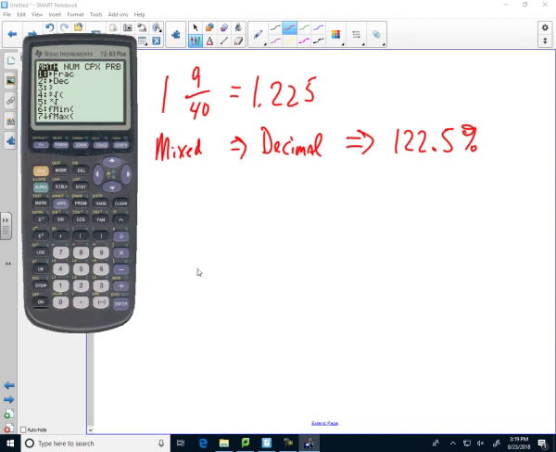All right, is everybody okay with this type of problem? Deal with the fraction first, then add the whole number to it. That gives you a decimal, and then convert that to a percent, if that's what you need to do.